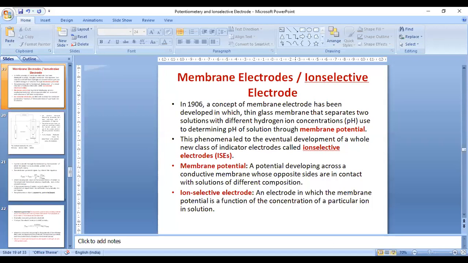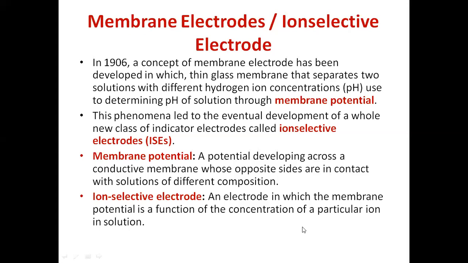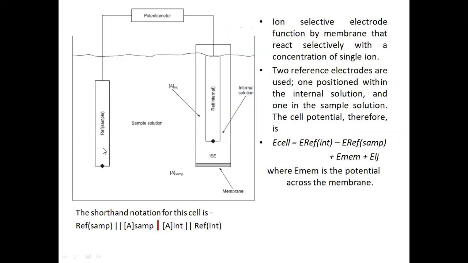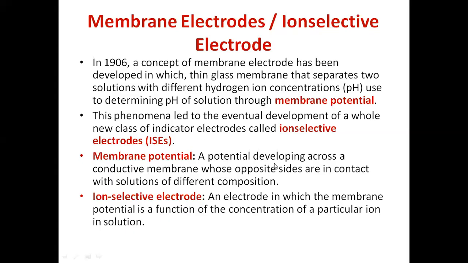So in the last lecture we discussed the membrane electrode or ion selective electrodes, and we discussed that two terms are very important while learning this: membrane potential and ion selective electrode. So what is membrane potential? A potential which is developed across a conductive membrane whose opposite sides are in contact with solutions of different composition, but the condition is that the elements are the same.